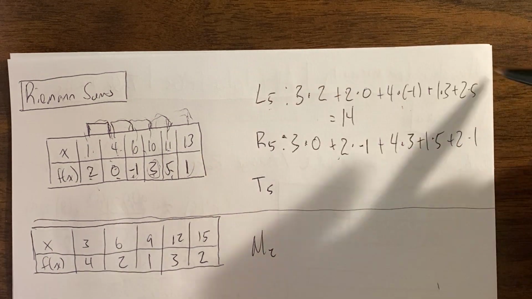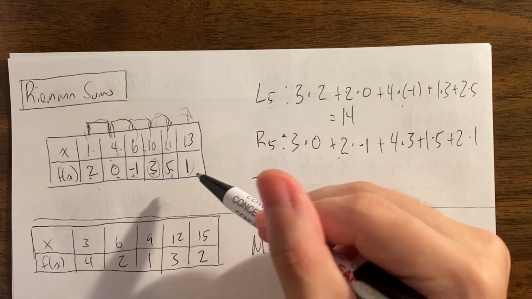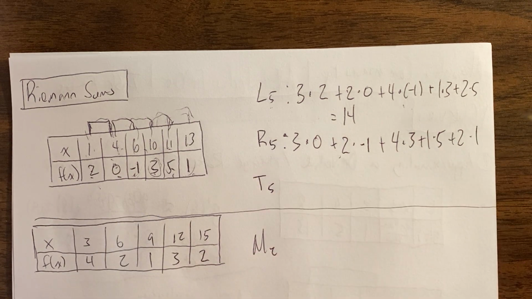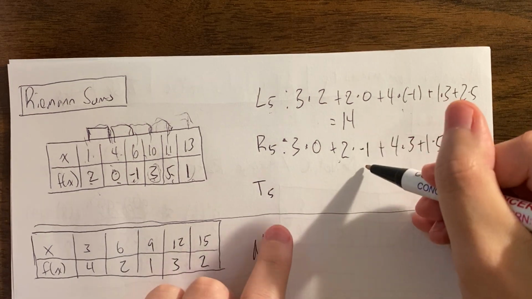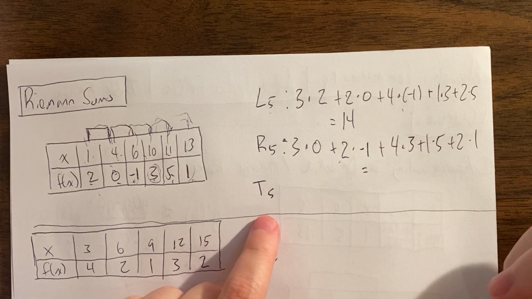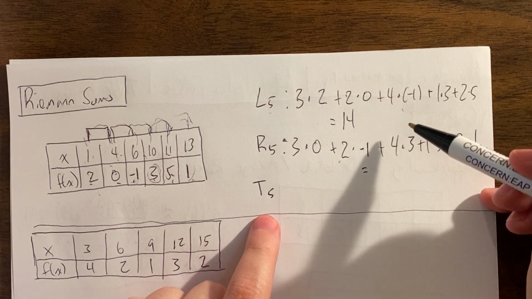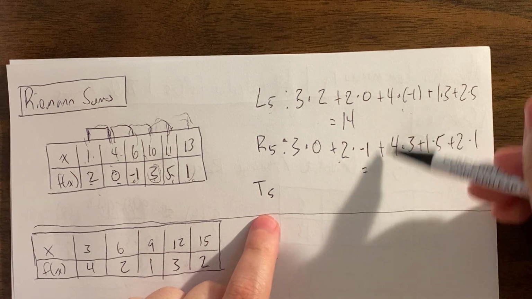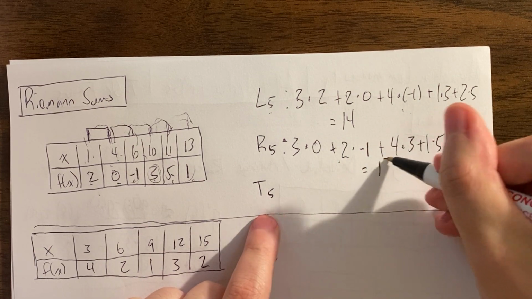Keep in mind when we were doing L5, we didn't use this 1 number at the end because 1 is not the y value of any left intervals. So let's find R5 real quick, and then we'll do trapezoidal, which is a little bit trickier. So it looks like it's going to be minus 2 plus 2 at the end, so those will go away. This goes away as well. So it looks like it's going to be 12 plus 5, and that's 17.